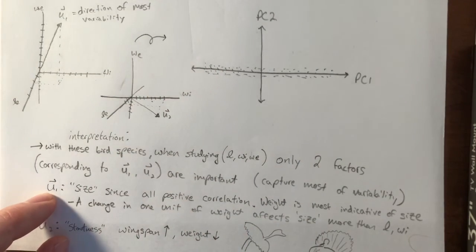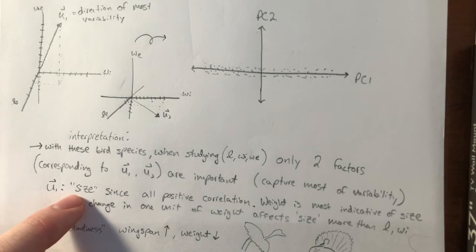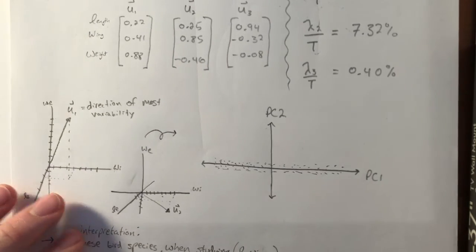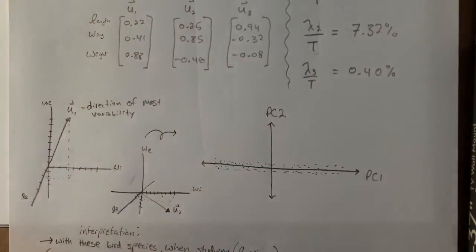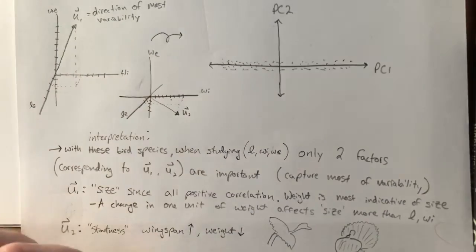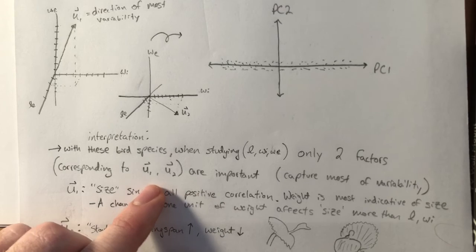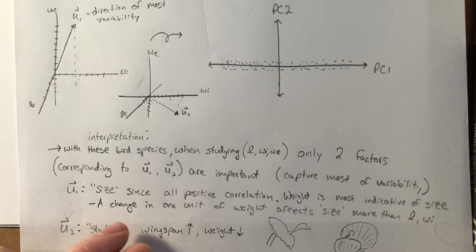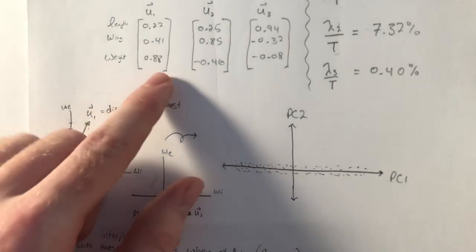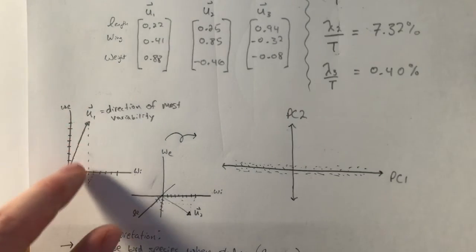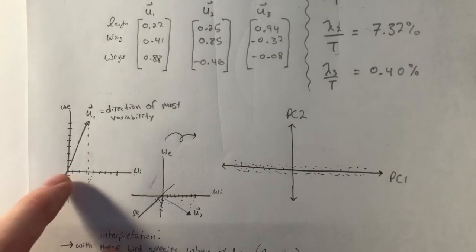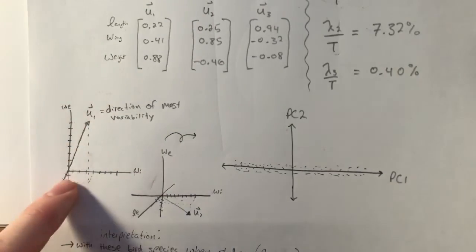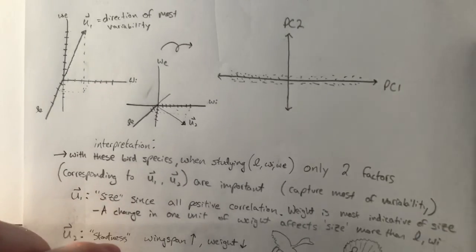So the first axis, the one with the largest variability, we can pretty much interpret as the size. We see that the weight here, since it has the greatest magnitude in that first eigenvector, is the most indicative of size, and a change of 1 unit of weight affects size more than the length or the wingspan. So here, 8 up for weight, 4 across for wingspan, 2 down for length here. You can see that this principal component aligns itself with weight a lot more than the others.